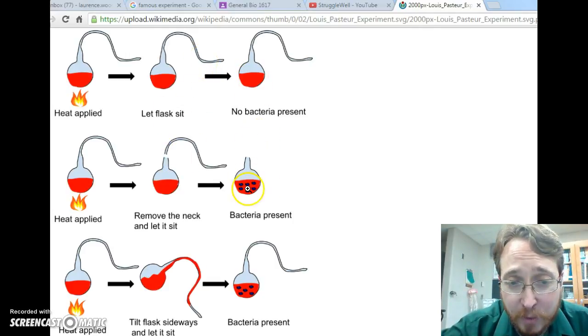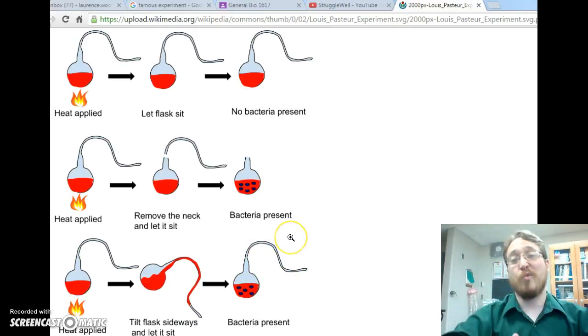Here, because the neck is gone, they just fall right in, and they'll grow in the broth. And here, because they got stuck here, when you tilted the bottle over, it carried them back down into the broth, and they did grow. I just wanted to explain that.